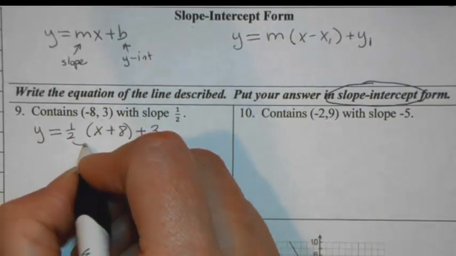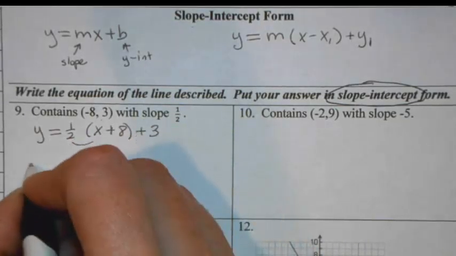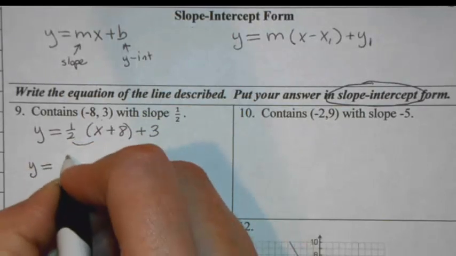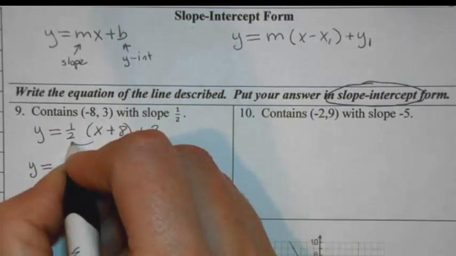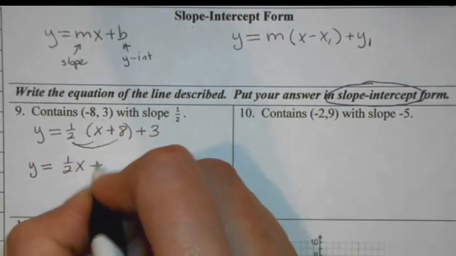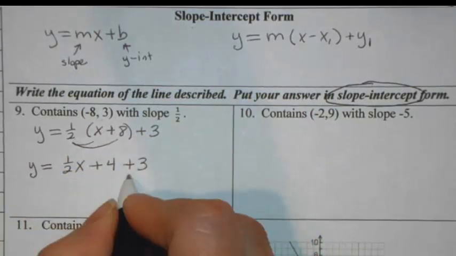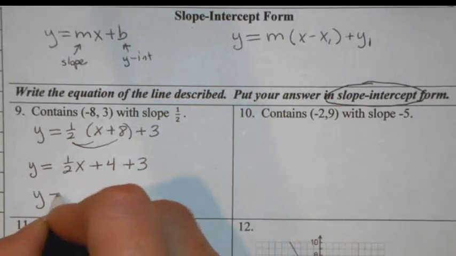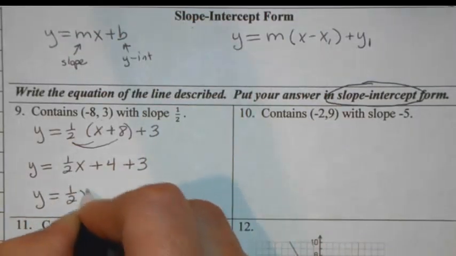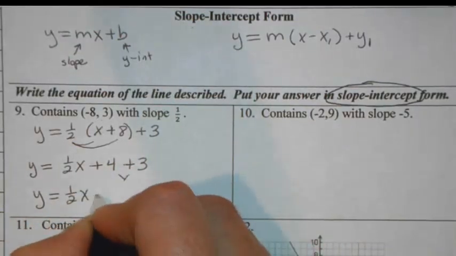So if I take the half and multiply it through by the x, then I'm going to have y equals 1/2 x, bring that half and multiply it by the 8. Half of 8 is 4, and then just bring down the 3. So that got rid of the parentheses, and now my last step is just to combine my like terms. I still have a half x, but 4 plus 3 combined to make 7.